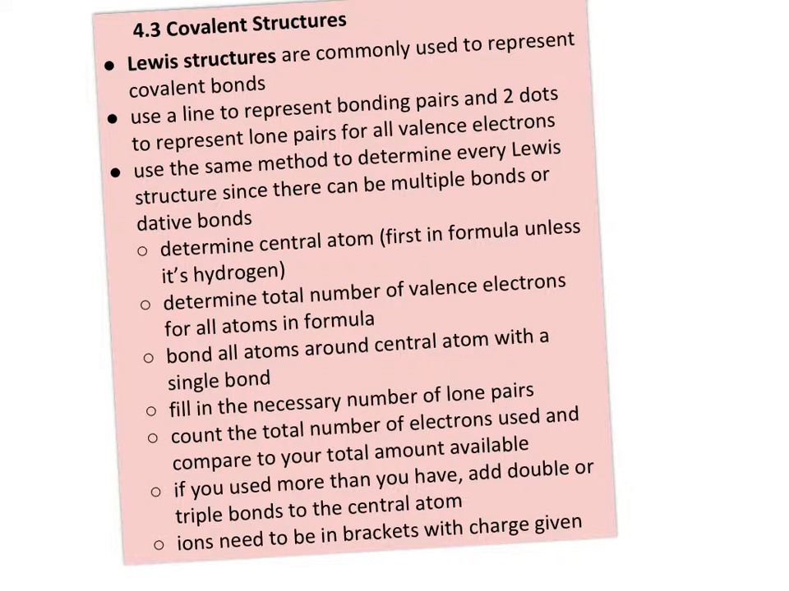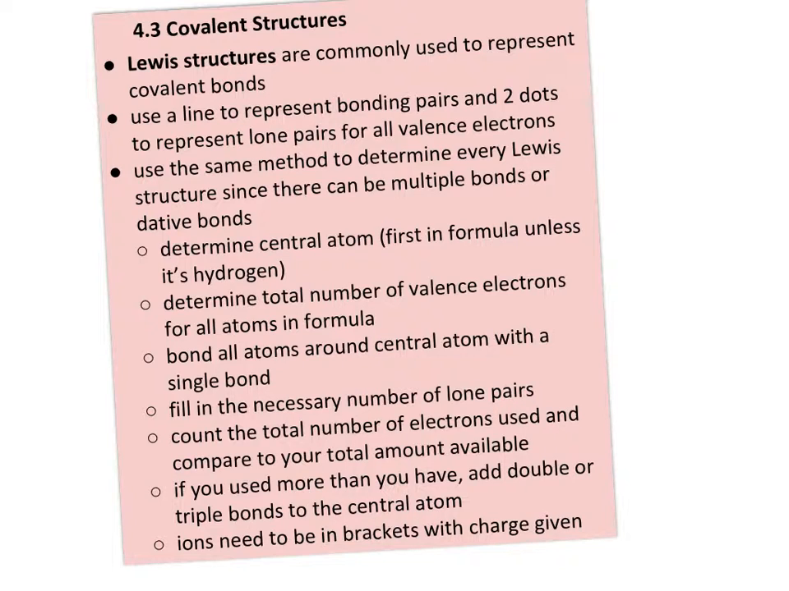Then I draw the central atom and I bond each of the other atoms to that central atom with just a single bond. I fill in the necessary number of lone pairs. I count the total number of electrons used and compare it to the total amount that I had available. And if I use more electrons than I had, that lets me know I need to share more, so I can add a double or a triple bond to the central atom as needed.